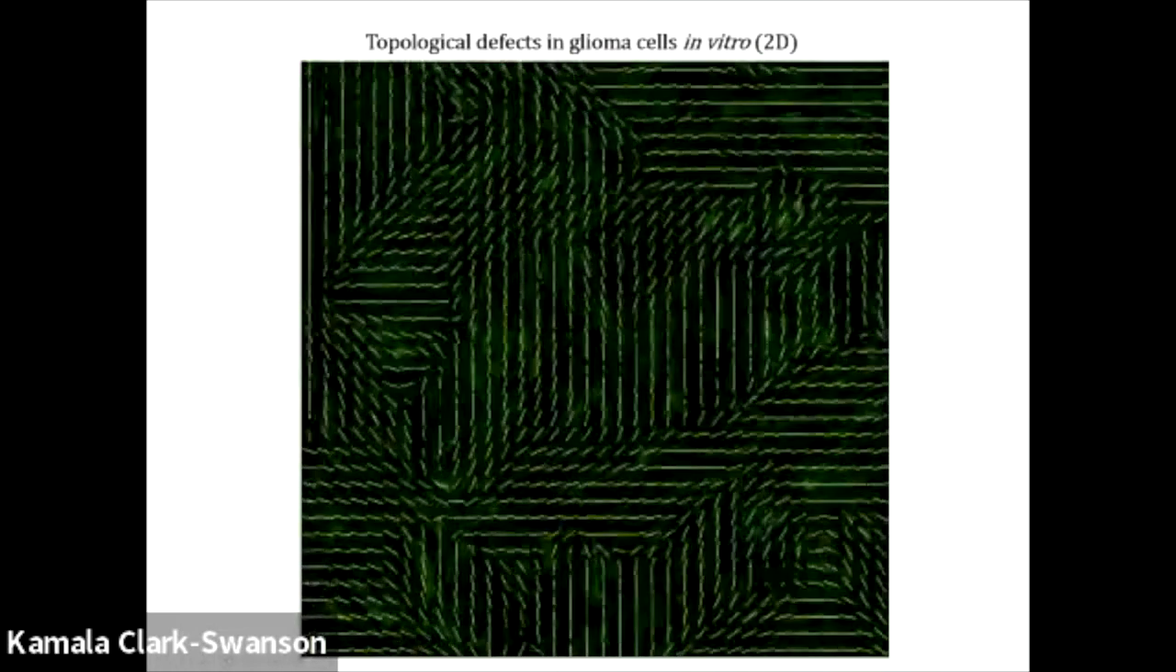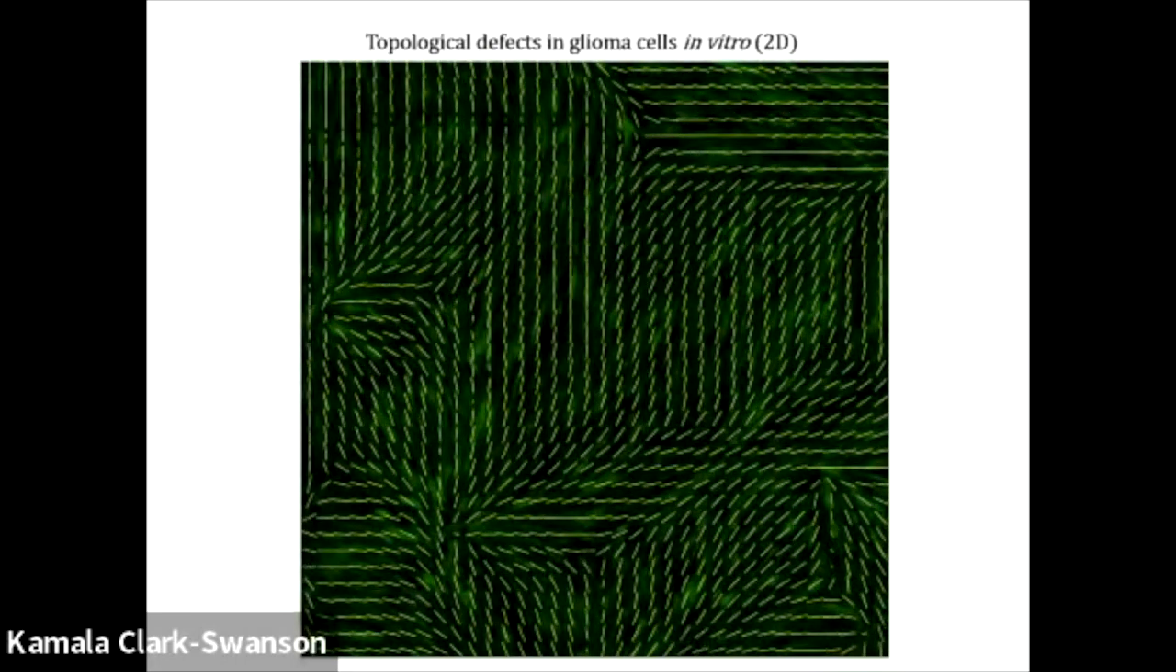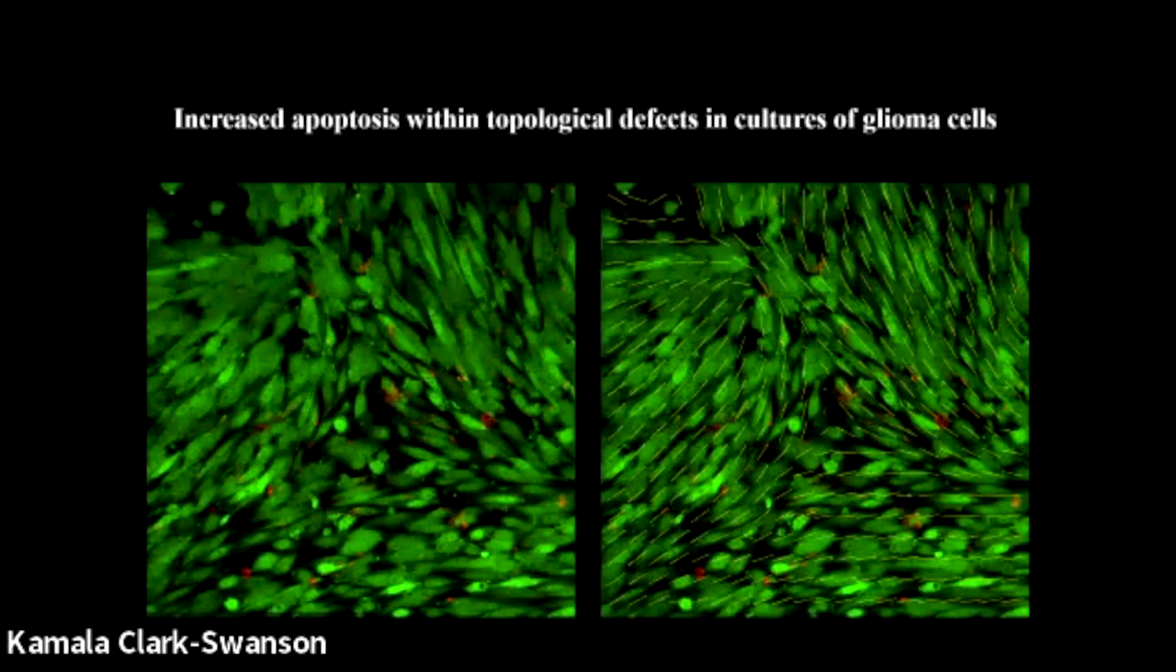Initially, the orientations go in any direction, but then as the cells get jammed, they get fixed. And here you see a strange pattern forming. Here you see another pattern forming. And when you then superimpose the characterization of the defects, you see this is a trefoil defect, this is a comet, and this is another comet forming here. So what I've shown you now is that we have evidence for both the nematic orientation of the cells and the existence of topological defects.